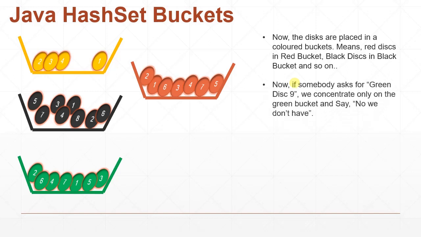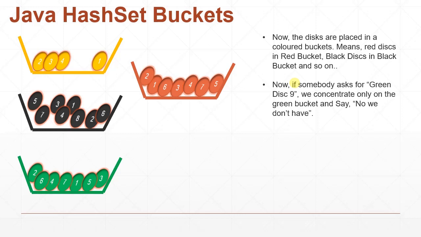Now if each bucket has 100 disks in it, and somebody asks you to get green disk 67, you will definitely search only the green bucket. So you will be skipping the yellow, black and red buckets, because you definitely know that the claim here is for a green disk and the disk number is 67. So definitely that disk will be in the green bucket, not in the other three categories. So you directly come to this green bucket, then you start searching for the numbers.